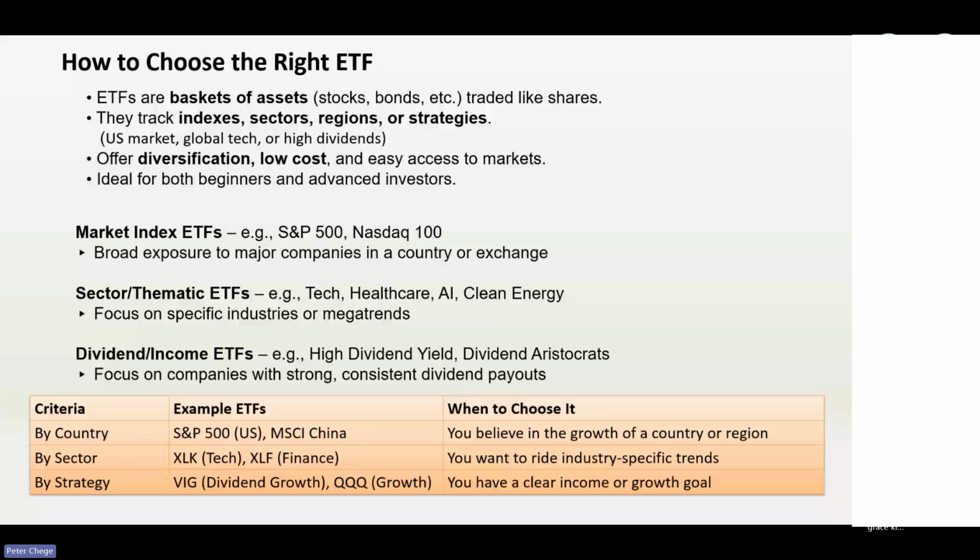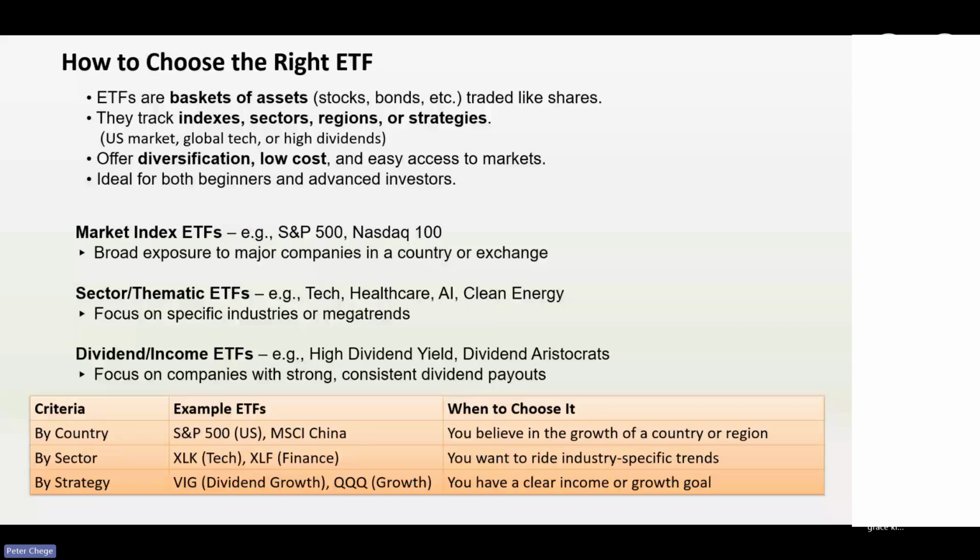Then there are those by sector, like XLK for tech, XLF for finance. This is if you want to ride industry specific trades. If you know there is a major tech innovation, you can go for XLK. If you know there is a major change in finance rules which will affect finance, then you go for XLF.